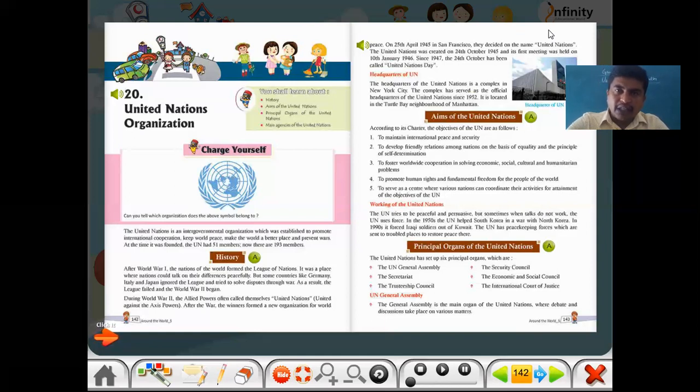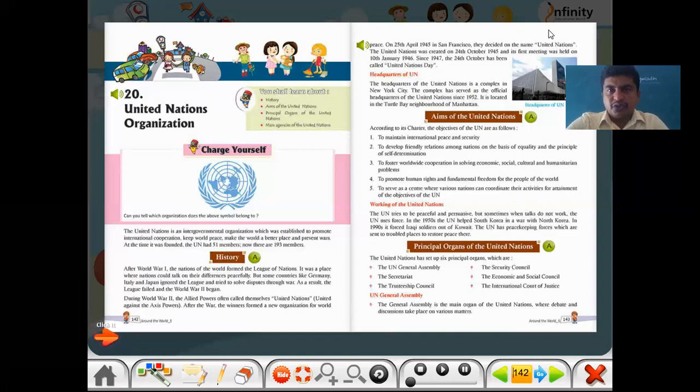Here are the founding fathers of the United Nations organization. They decided on the name United Nations Organization, which is not mentioned in the textbook. Who are the founding fathers of the United Nations Organization? The first one is the American president, the UK president, and Russia's president. They started framing this United Nations organization.